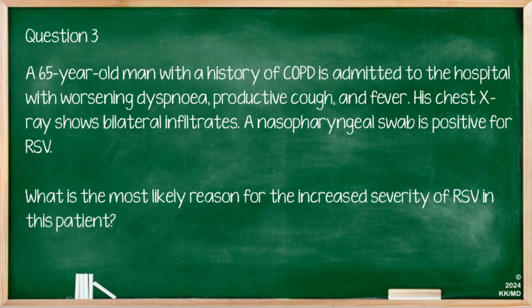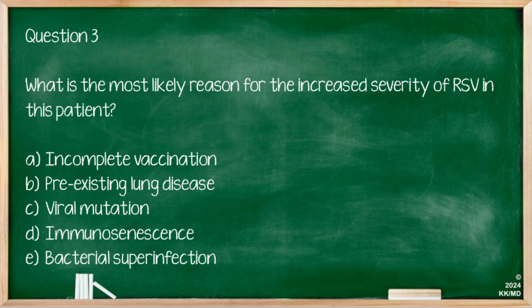A 65-year-old man with a history of COPD is admitted to the hospital with worsening dyspnea, productive cough, and fever. His chest X-ray shows bilateral infiltrates. A nasopharyngeal swab is positive for RSV. What is the most likely reason for the increased severity of RSV in this patient? So our options are incomplete vaccination, pre-existing lung disease, viral mutation, immunosenescence, or bacterial superinfection.